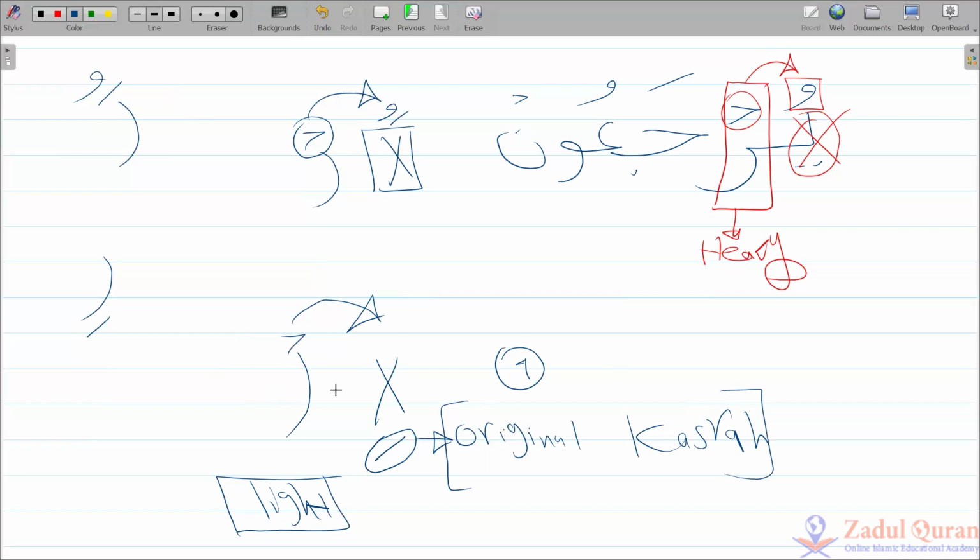The second condition is that it has to be followed by a light letter. Because if it's a heavy letter, the Ra has to be heavy as well. So this is the second condition: a light letter. Let's take an example to understand.